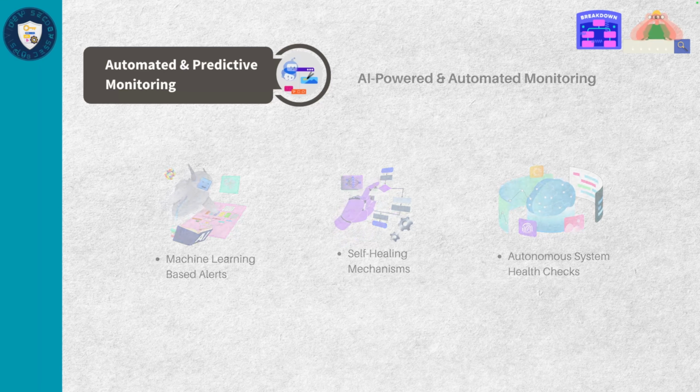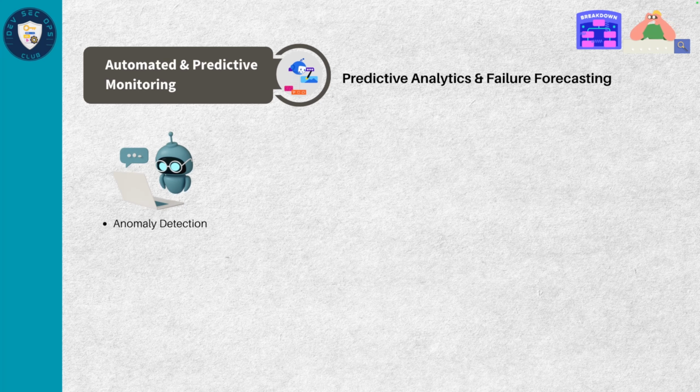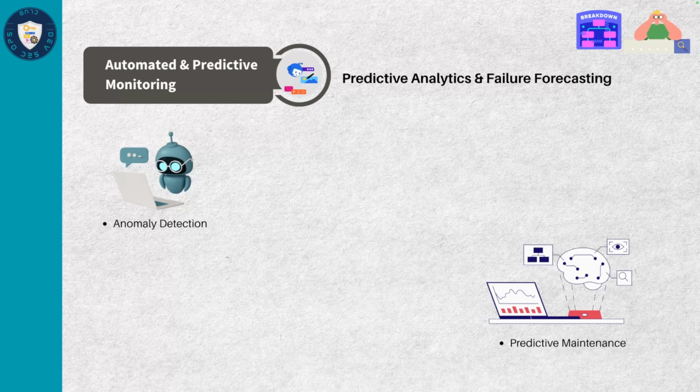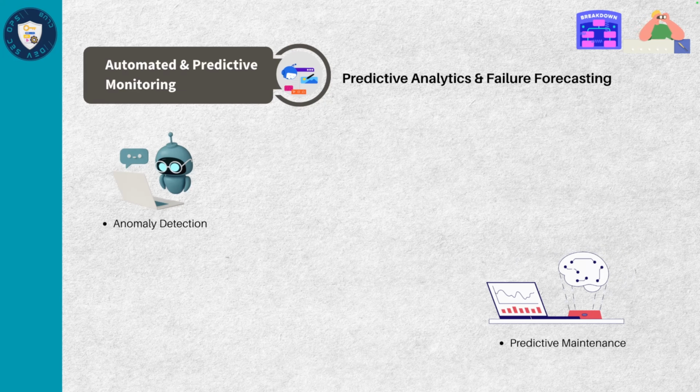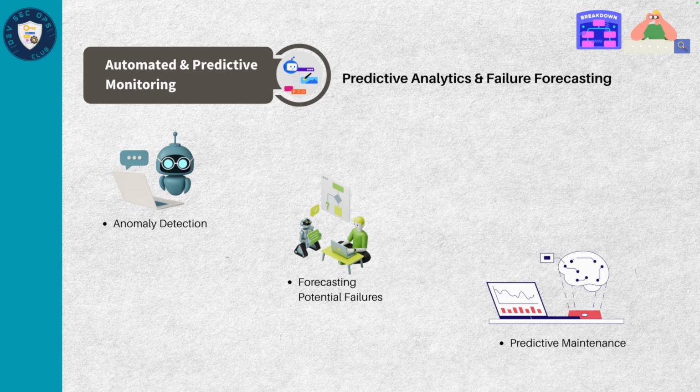Next, we have predictive analytics and failure forecasting, leveraging historic data and trend analysis to anticipate future risks. First in this, anomaly detection identifies unusual system behavior before it leads to a failure, which is based on AI. And we have predictive maintenance. AI predicts hardware degradation and schedules preventive maintenance. Forecasting potential failures using data models to detect vulnerabilities and proactively address issues. So it's something like, if you are doing something, AI immediately analyzes and tells you, okay, this is wrong, but it's completely without human intervention.